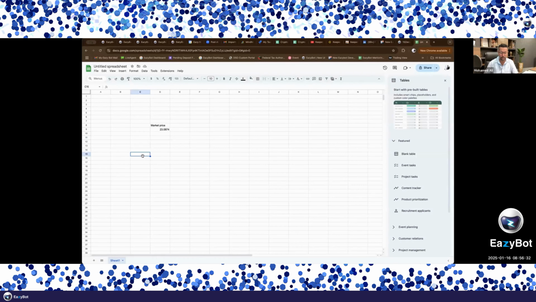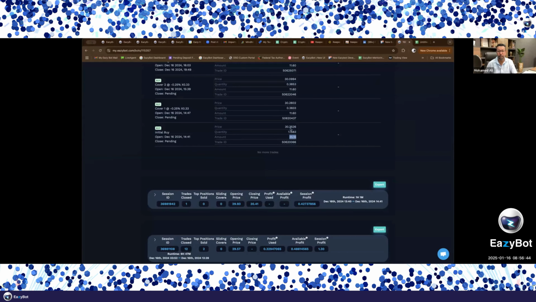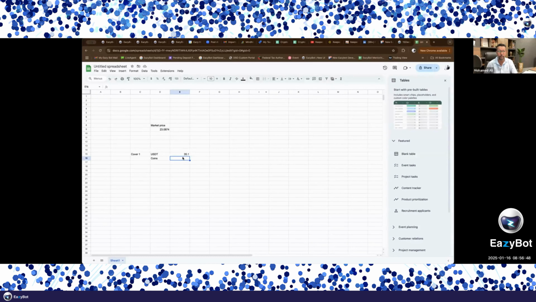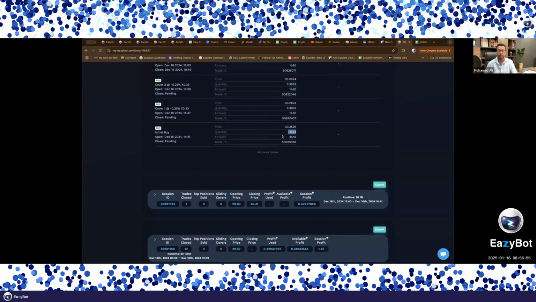Okay, so we have here, this is cover 1. So USDT used is this much, and coins bought is 1.155. Let's just copy and paste. And the price is this much.